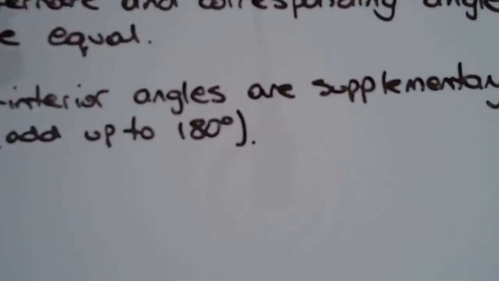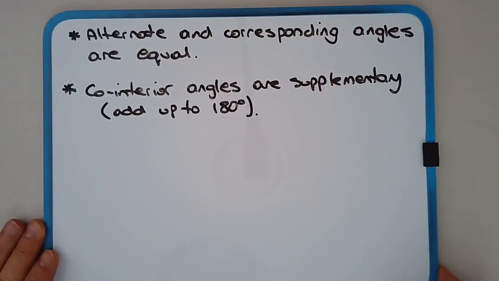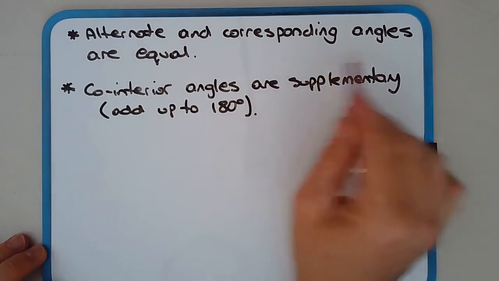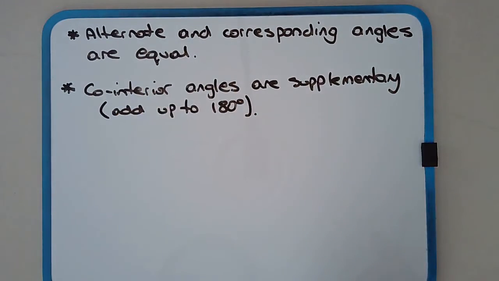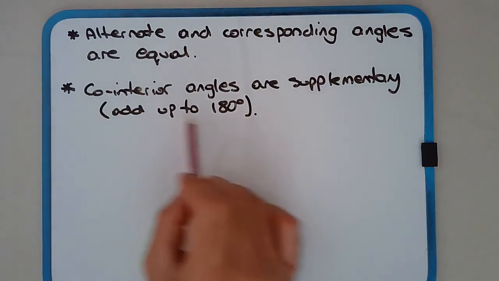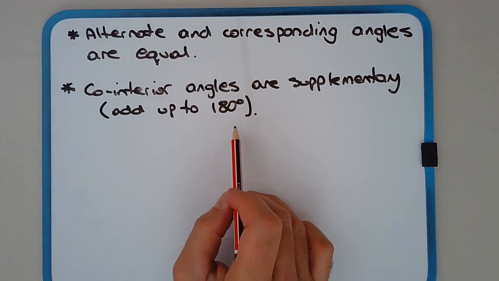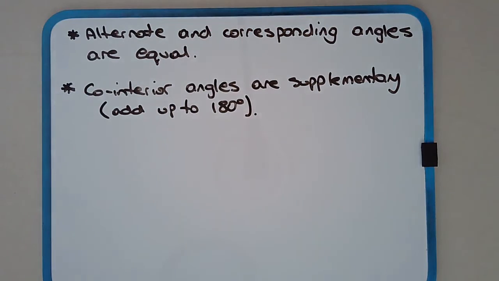To summarize, alternate and corresponding angles are equal in size. Co-interior angles are supplementary, which means that they add up to 180 degrees. In the next video, we'll have a look at a few examples of alternate, corresponding and co-interior angles in problem solving involving parallel line geometry.